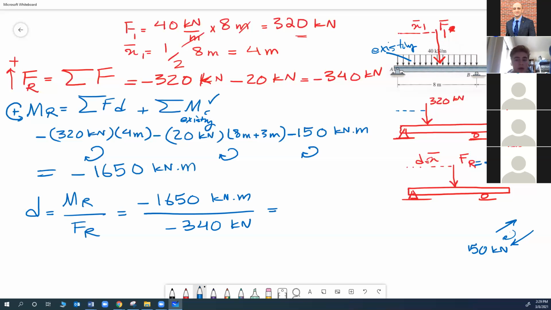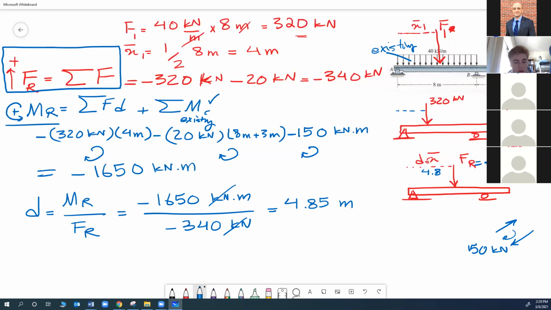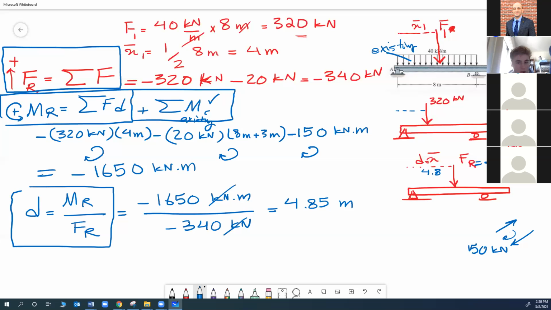Kilonewtons. We can totally do that. Your D distance is going to be 485 meters. So 485, and your FR is 340. So remember, these are the important equations that you need. And your D. Then you are simplifying a system.